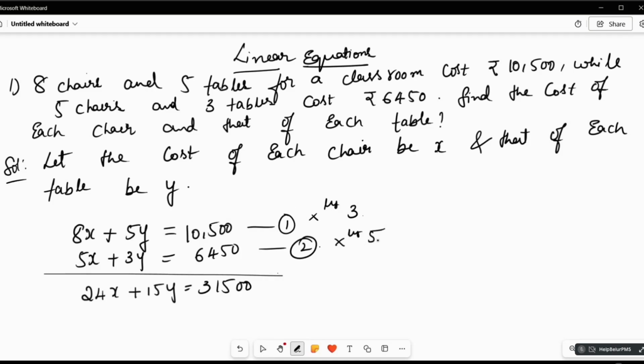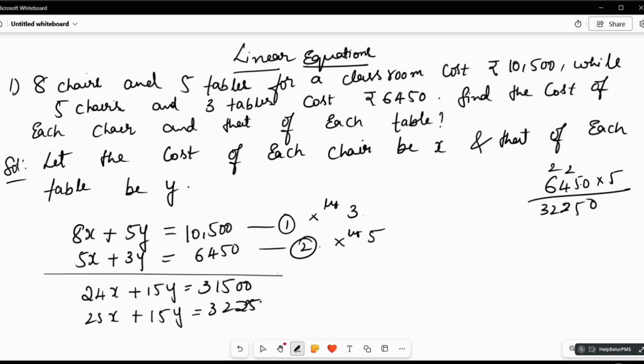Next one, 5 5s are 25x plus 5 3s are 15y is equal to 5 into 6450. How much will you get? 5 5s are 25, 5 4s are 20, 22. 6 5s are 30, 32. So you will get 32,250.